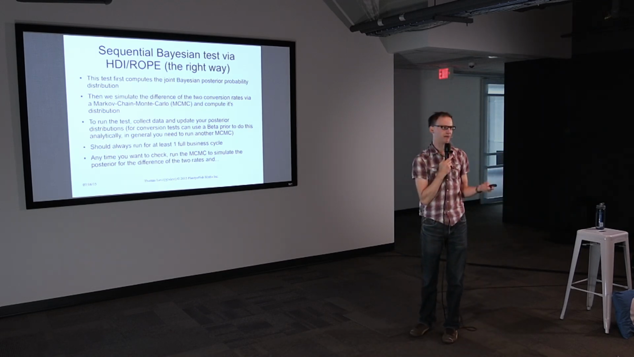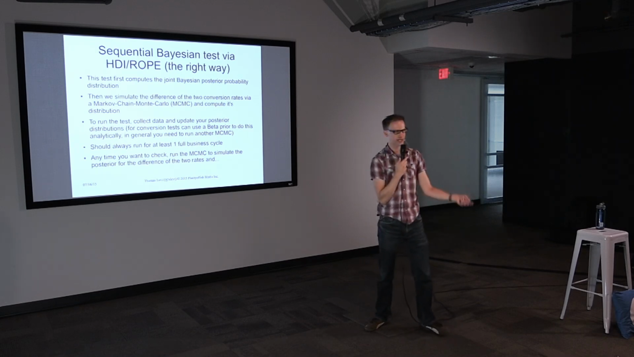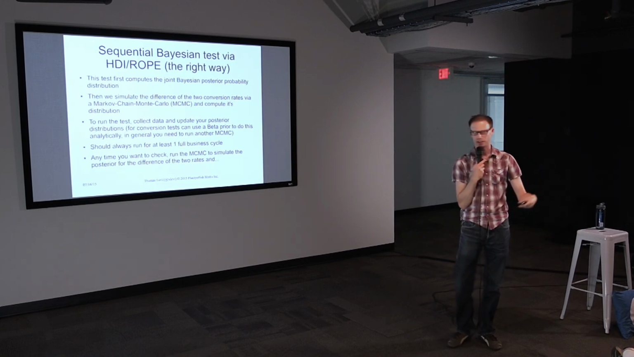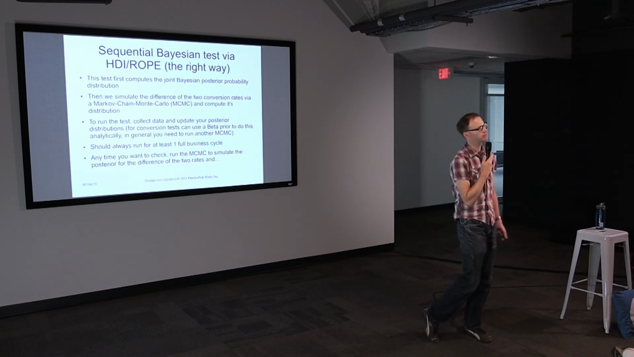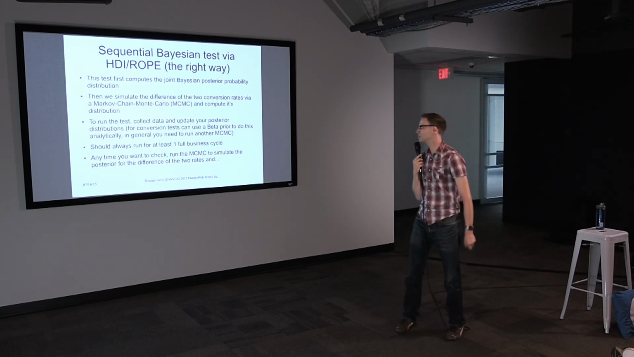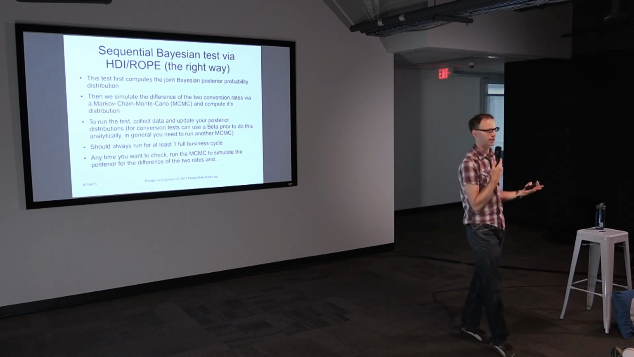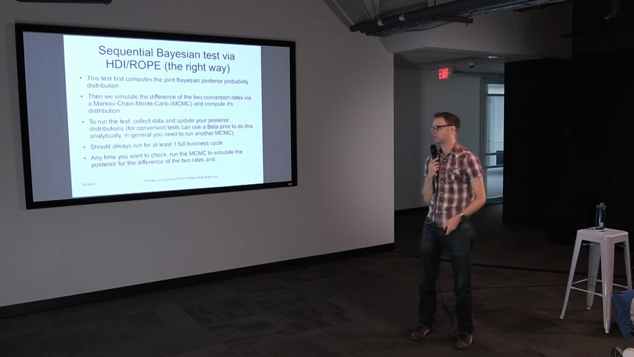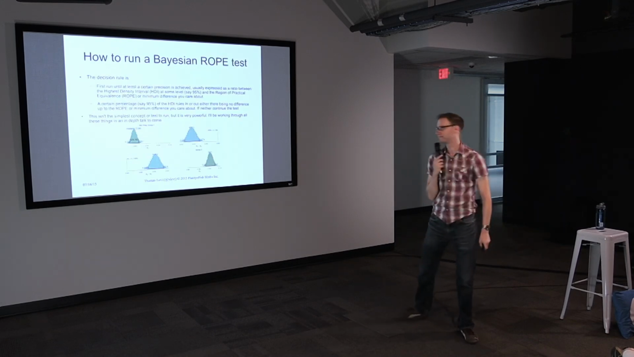So again, now you have to actually run a Markov chain Monte Carlo. In this case, we do it by Gibbs sampling. You can use other techniques if you want. So what you do is you run the test, you start collecting data, and you start updating your posterior distributions. So again, for conversion, use a beta prior because it's easier. Not conversion, learn Markov chain Monte Carlos. You run it again for at least 1 business cycle. Anytime you want, though, you can check the results. So what you do is you simulate this, you compute the posterior for the difference of the 2 rates, and then the decision rule is framed this way.